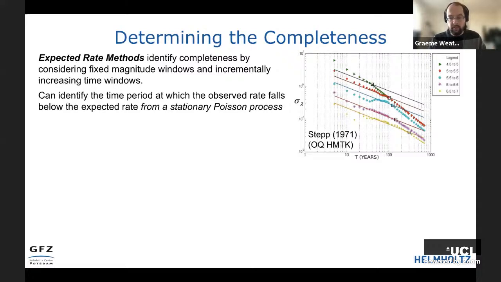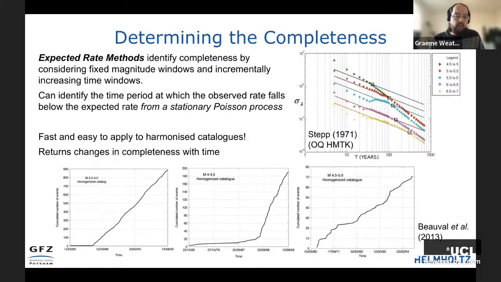There's a commonly used method in the literature, one by Stepp, 1971. But you can also do even simpler analysis where you simply plot the cumulative number of earthquakes with time. And you begin to see when you might start to see changes, or a time period after which you start to have relatively constant rates of earthquakes. And these give us indications as to when our catalogs are complete for these magnitude bins.